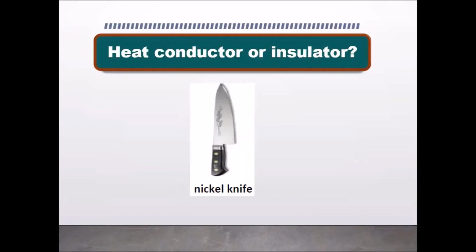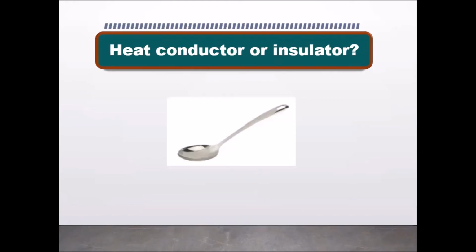Now here are the examples. Okay, the nickel knife, heat conductor or insulator? If you put a knife in the oven, for example, what will happen? You will find it hot or you will not find it hot? Yes, you will find it hot. When you touch it with your hands, you will find it hot. So is it a heat conductor or heat insulator? Heat conductor. What about the spoon? When you eat with the spoon, after you finish eating with it, you will find it a little bit hot, or no? Yes, this means that it's what?